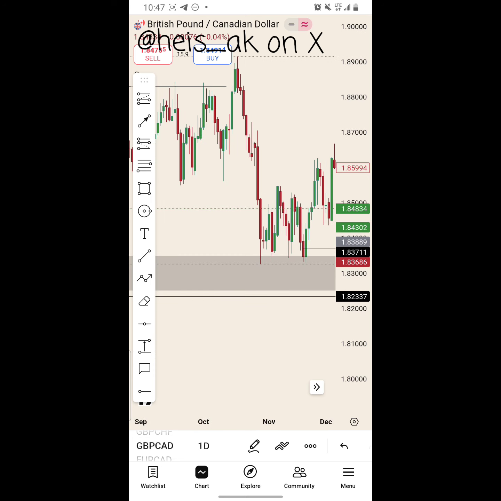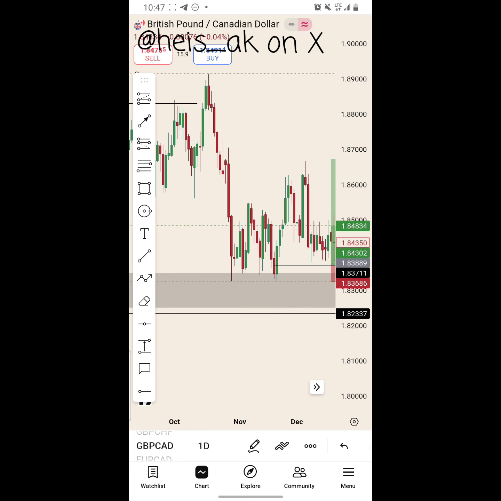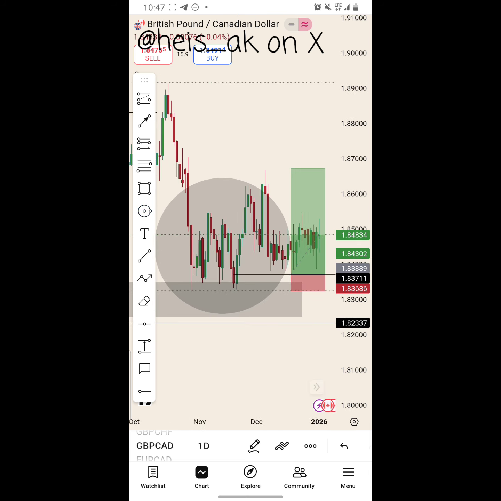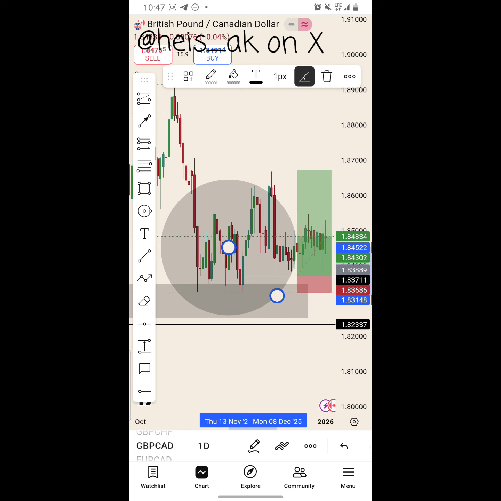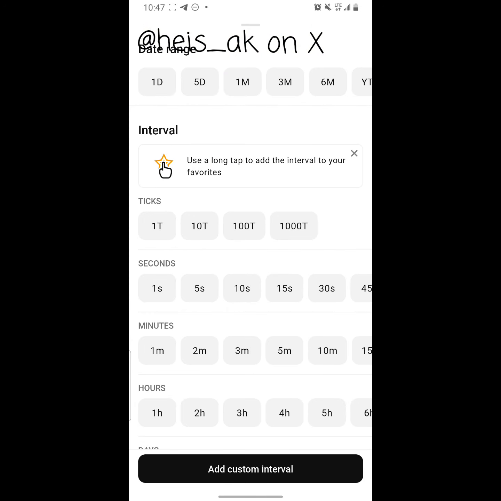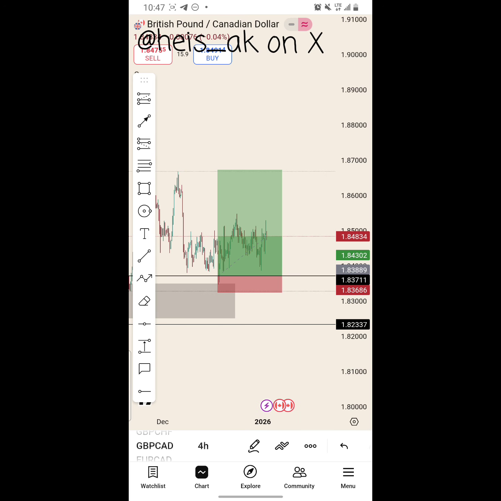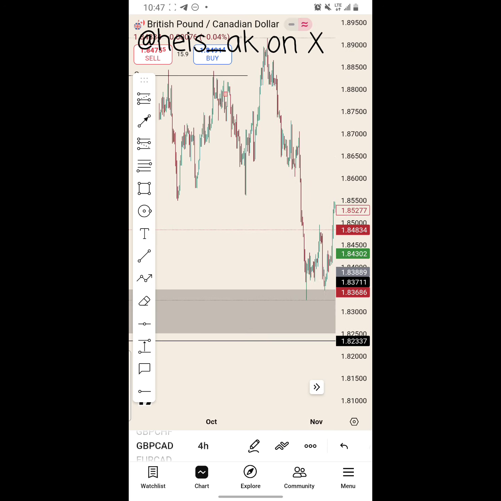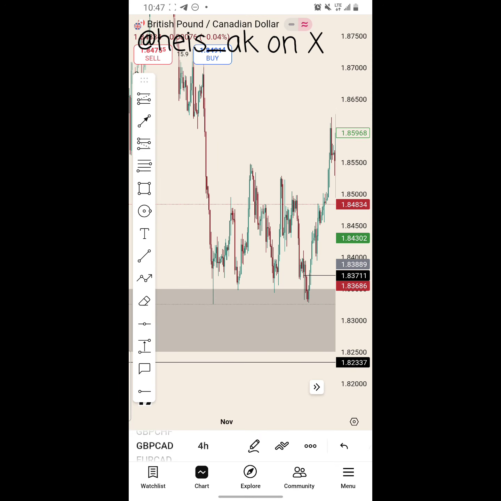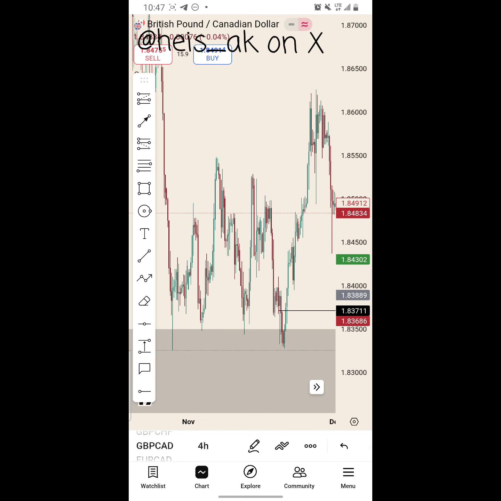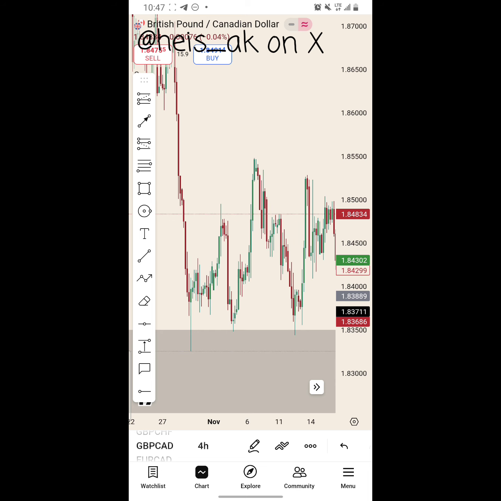Let me highlight simple mistakes that were made in this area before the actual trade started playing out. Let's go down to 4 hour. On the 4 hour time frame, I want you to see this. Here, price bounced off of our POI, and price actually gave us this low.